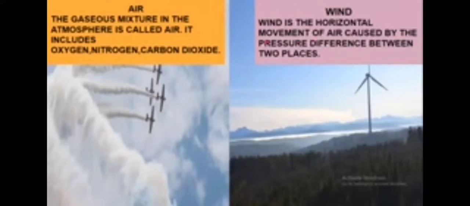And how is the movement of that air? The movement of air is horizontal. And because of this horizontal movement of air, winds are caused. So I hope you got the difference between air and wind.